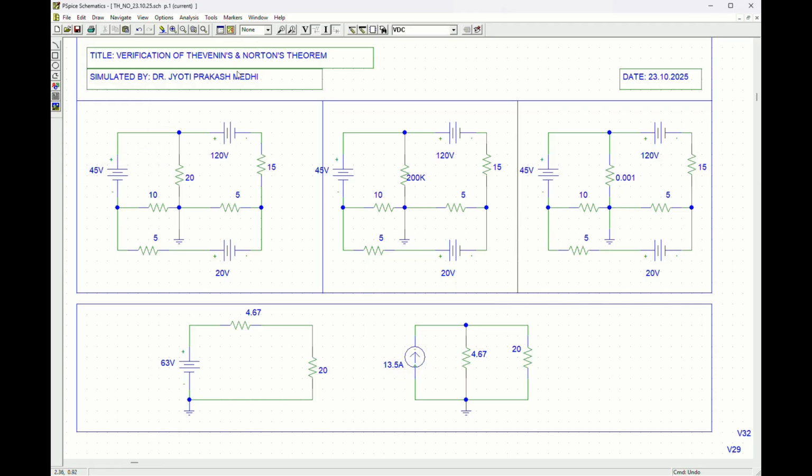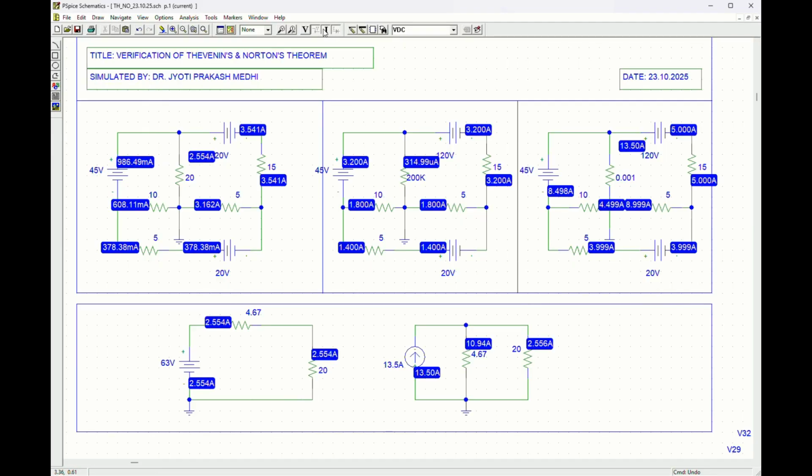Now if you run this and check the current, the current that we have obtained here is 2.554. The same current, 2.554, is obtained in the Thevenin circuit, and 2.556 in the Norton circuit. So we have verified that the current that we obtain in any circuit can be determined by an equivalent circuit, which is a voltage source and a series resistance, or a current source and a parallel resistance, right?